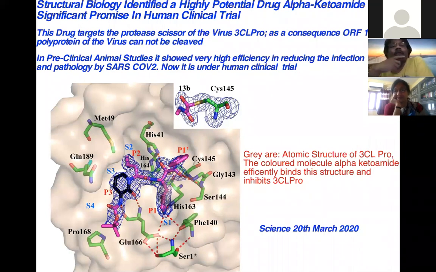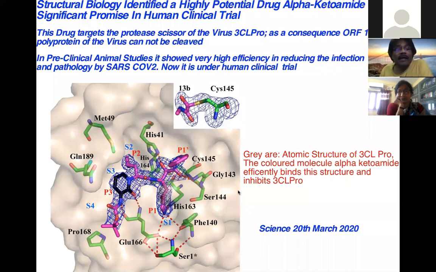So if you remember, I told you that the virus has a protease, that viral protease, that 3CL pro. So if you can target the protease, the virus cannot cut the polyprotein and cannot make the small proteins, so the virus cannot survive. So let's target the viral protease.